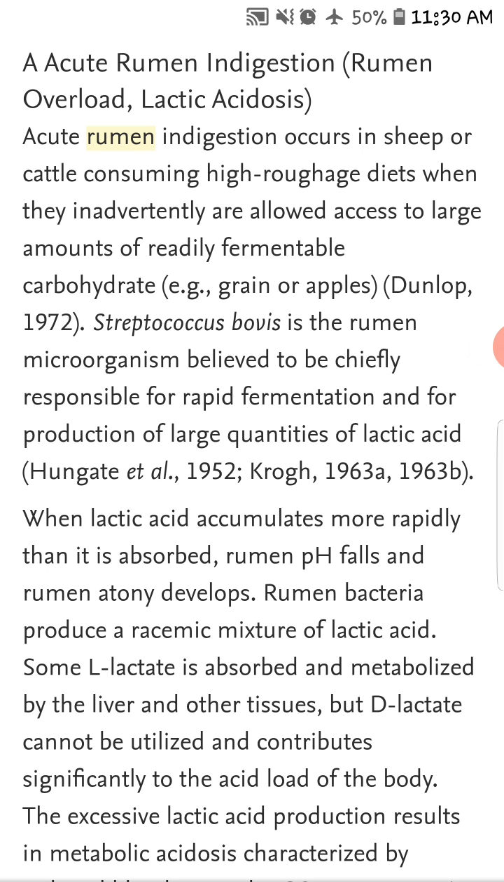Today I am going to discuss ARI, acute rumen indigestion, also called rumen overload and lactic acidosis. So what is ARI? This occurs in sheep or cattle consuming a high roughage diet when they inadvertently are allowed access to large amounts of readily fermentable carbohydrates such as grain or apples.